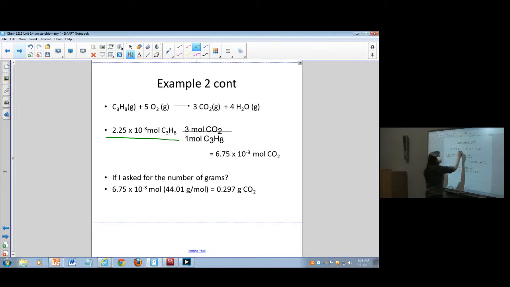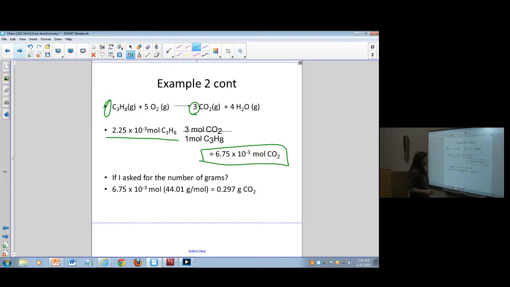And I look at my balanced reaction. There's 3 moles of CO2 for every implied 1 mole of C3H8. And that tells me when the reaction is finished, I should have 6.75 times 10 to the negative 3 moles of CO2.